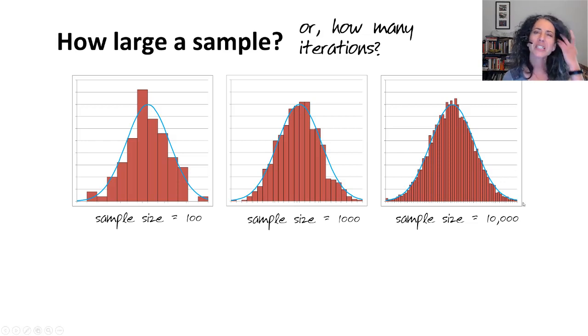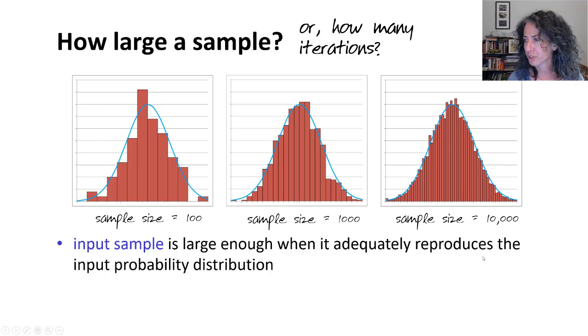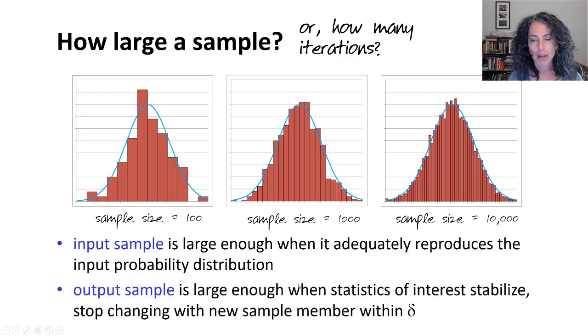So how big of a sample do we need? Well, it depends on what we need to know about our output. We can say the input sample is large enough when it adequately reproduces the input probability distribution, but let's look at it instead from the perspective of the output sample. The output sample is big enough when the statistics of interest stabilize, meaning the statistics stop changing with each new sample member within some delta. That's known as convergence.